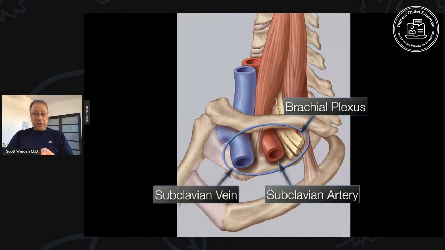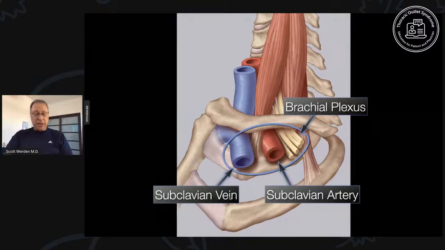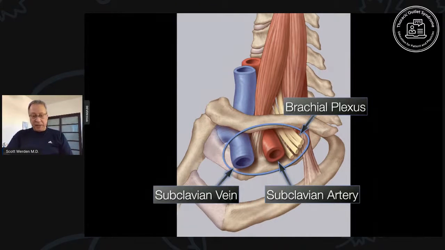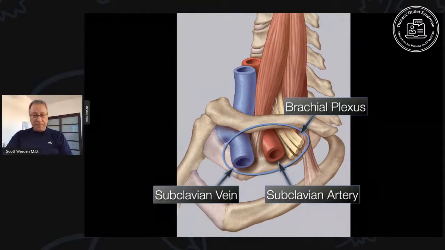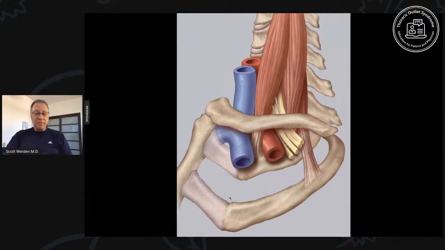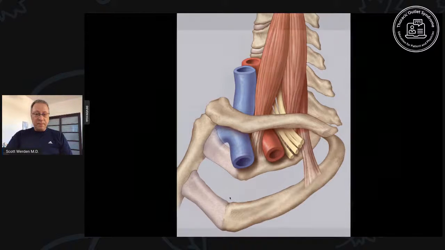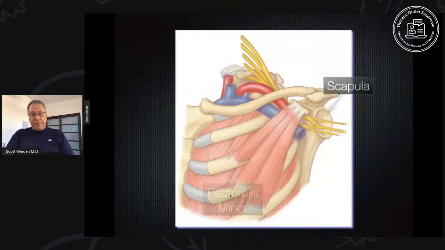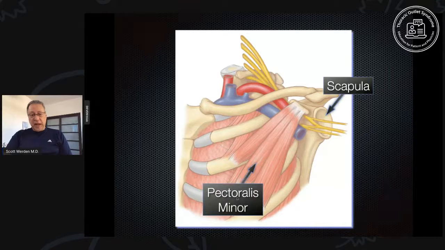Now, the costoclavicular interval contains all three structures: the subclavian vein, subclavian artery, and the brachial plexus. Remember that the scalene triangle only contained two of those. Okay, this is the last space.